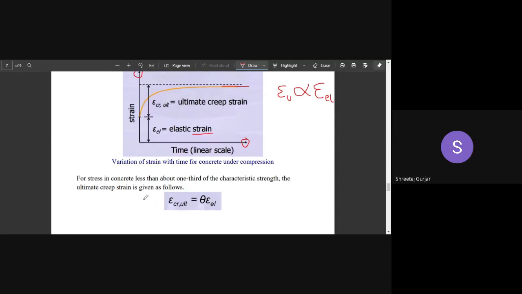For stress in concrete less than about 1/3 of the characteristic strength, the ultimate creep strain is given by this formula. Whenever the stress in concrete is less than 1/3 of fck, the ultimate creep strain can be calculated by using this formula. Okay, so remember this formula. How can we calculate the ultimate creep strain?